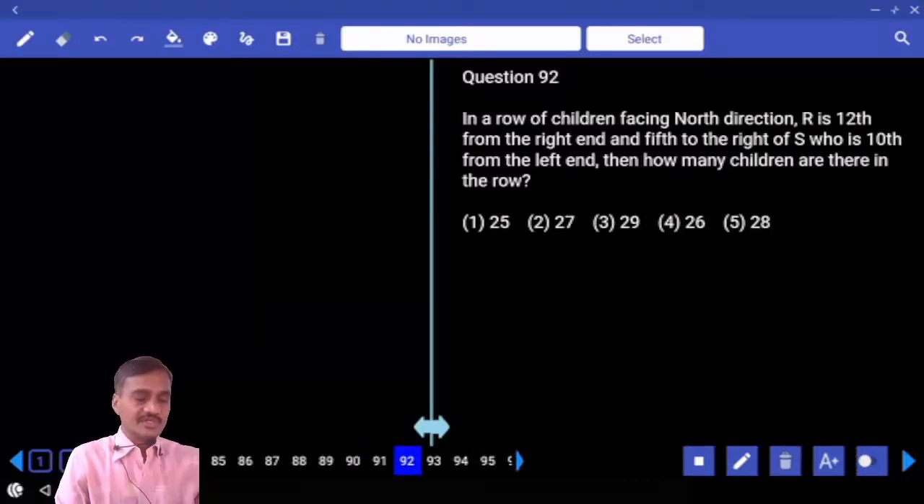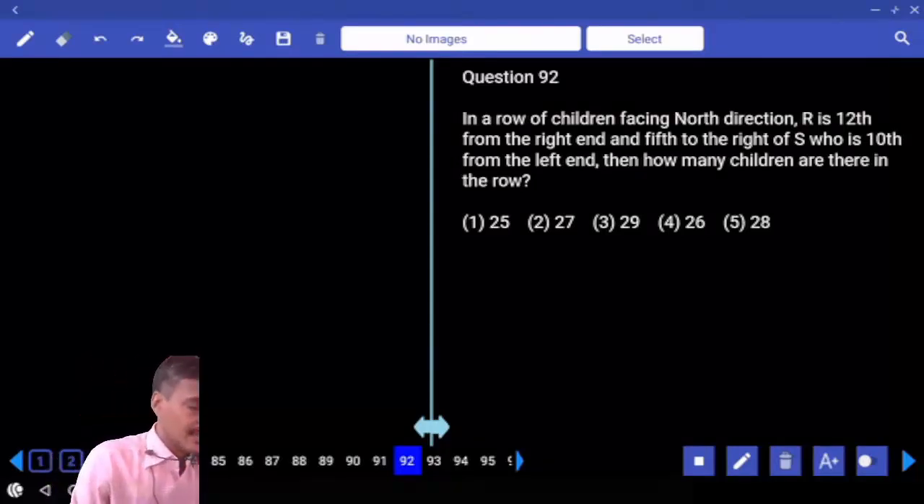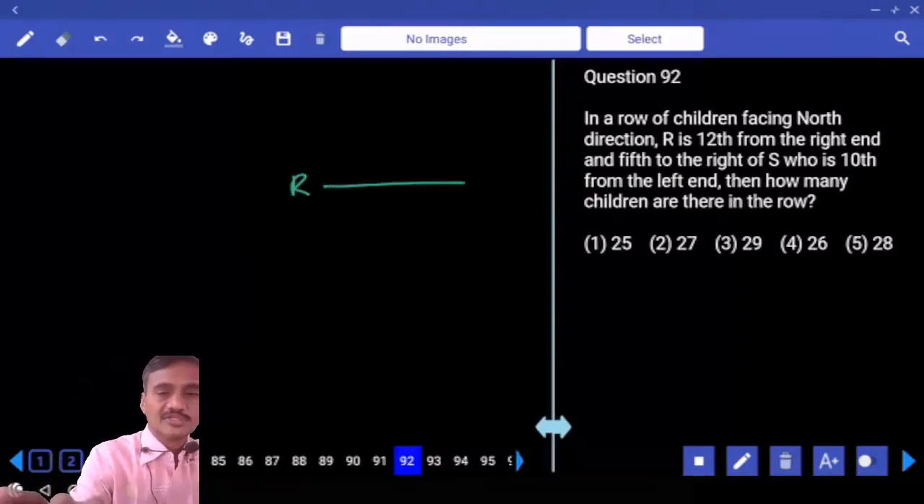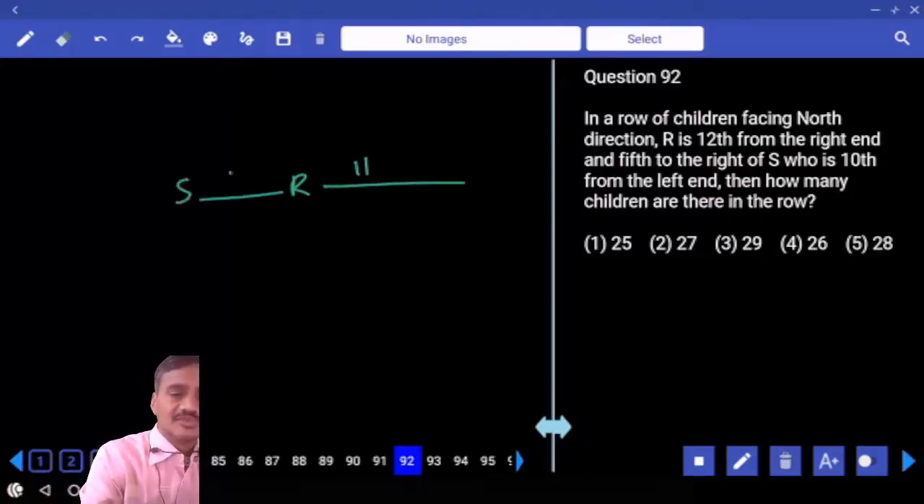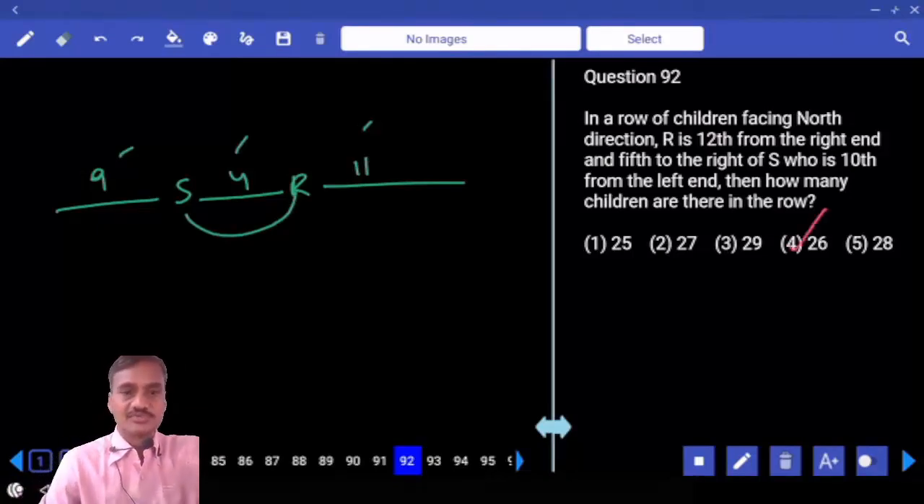Then coming to this 92. Now in this 92, in a row of children facing towards north, R is 12th from the right hand. R is 12th from the right hand means how many persons are there to the right hand side? 11. R is 12th from the right hand and 5th to the right of S. 5th to the right of S means in between R and S there are exactly 4. Yes, so who is 10th from the left means there are 9 persons to the left hand side. Order is clearly specified. Hence what is your answer here? 9 plus 10, 20 plus 4, 24 plus 2, 26. 26, that is choice 4.